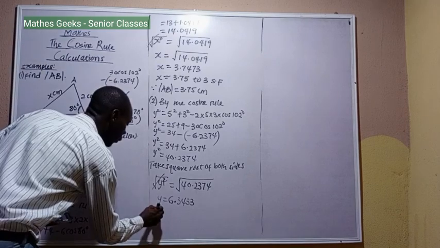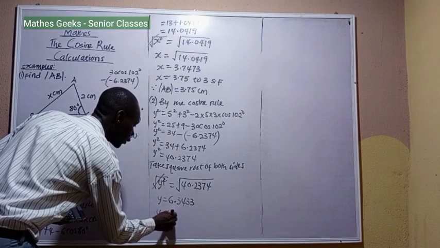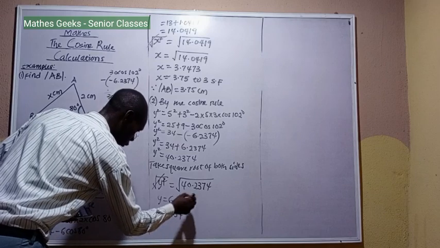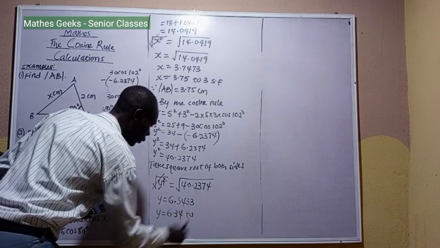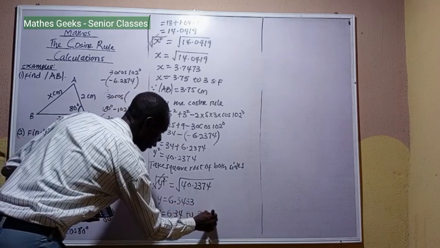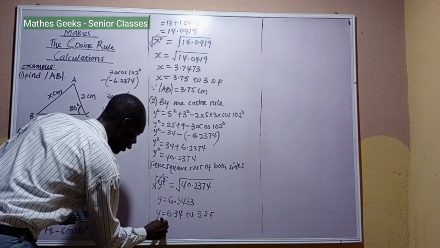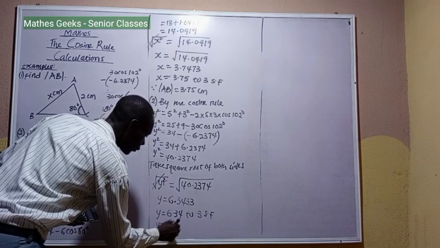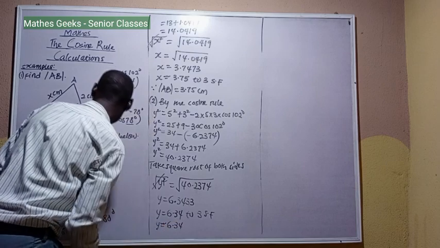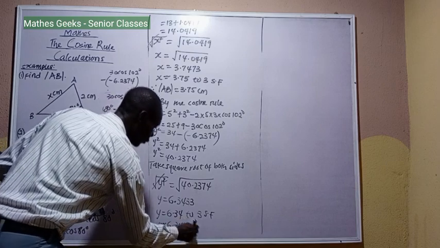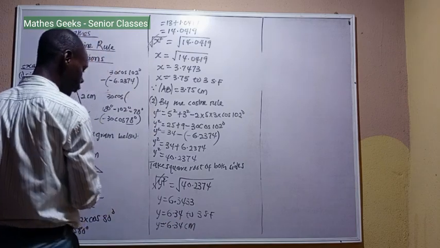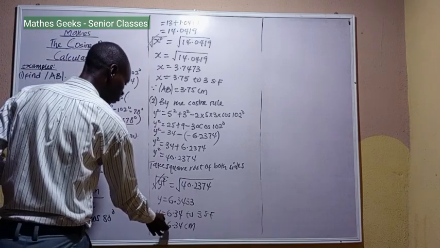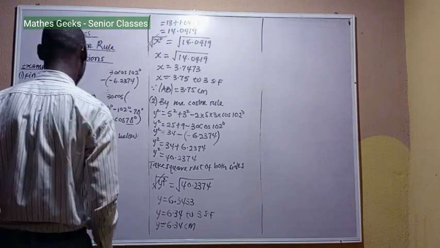So y is equal to 6.3433, which is 6.34 to 3 significant figures, and y is approximately 6.34 centimeters. If you are approximating to the nearest whole number or to one significant figure, y will be 6 centimeters.